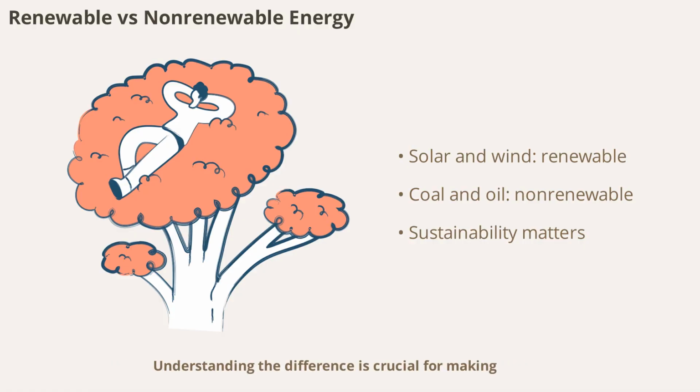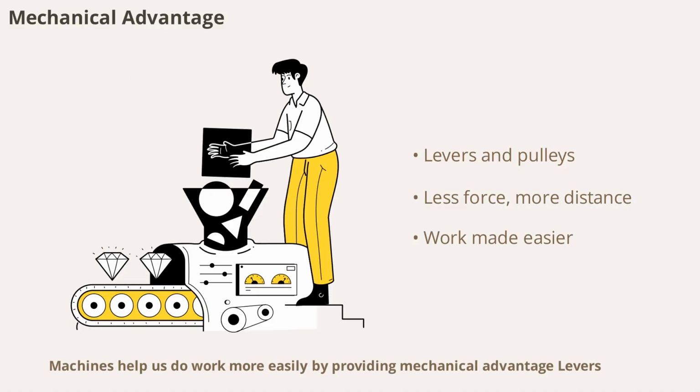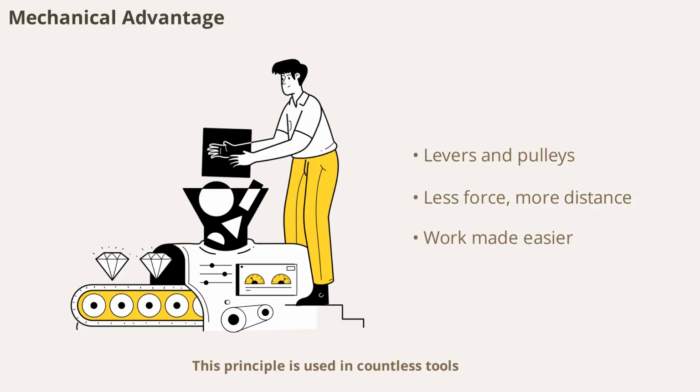Understanding the difference is crucial for making informed choices about energy use and environmental impact. Machines help us do work more easily by providing mechanical advantage. Levers, pulleys, and gears allow us to apply less force over a greater distance. The total work done remains the same, but the way we apply force changes. This principle is used in countless tools and devices to make tasks more manageable.